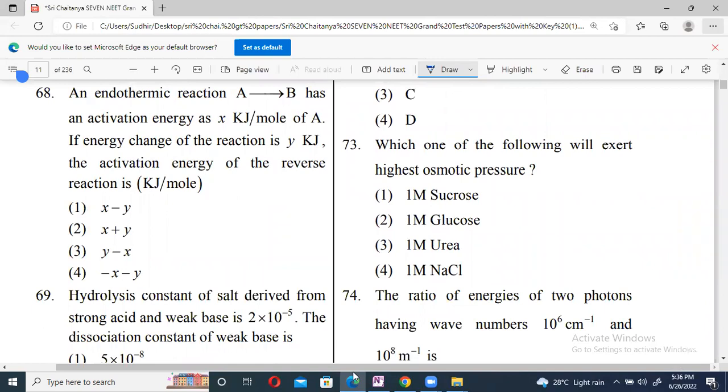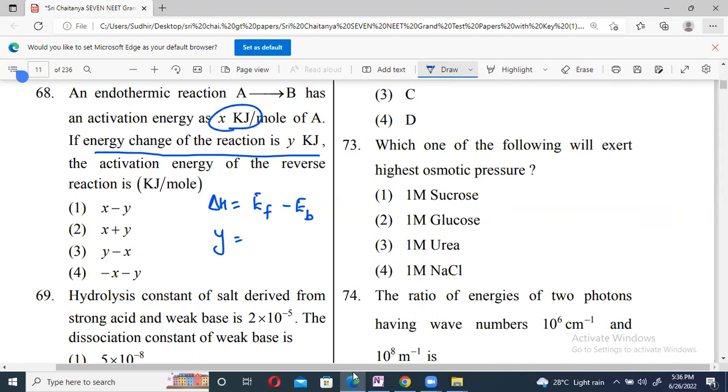Question number 68. It is an endothermic reaction, has activation energy X. And if the energy change is Y, what is the activation energy of the reverse? But you know the direct formula is there. Delta H equal to activation energy of forward minus activation energy of backward. Energy change is given Y. A gives rise to B means it is the activation energy of forward. They are asking about backward. So Eb equal to X minus Y. Option first is correct here.